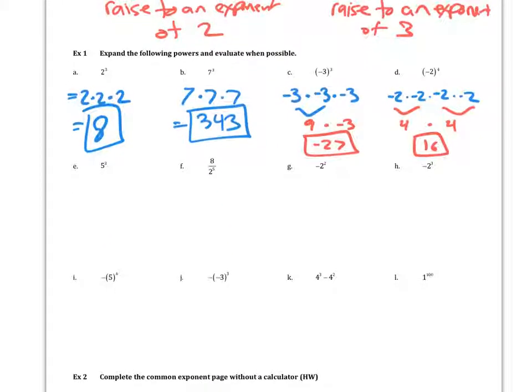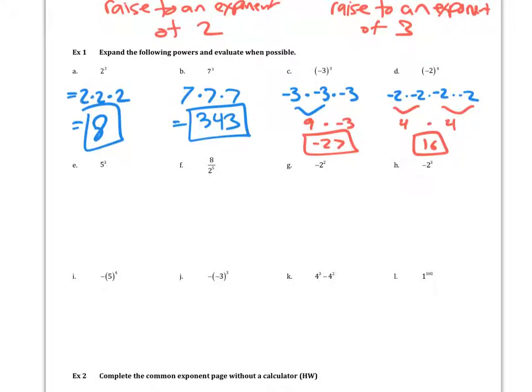All right, so then let's move on here. I'm going to skip a few of these. Let's do F. 8 over 2 to the fifth. Okay, so in this one, we're going to do 8 divided by 2 times 2 times 2 times 2 times 2. One more. All right. And let's see, that's 2 times 2 is 4, times 2 is 8, 16, 32. Oops, so that's 8 over 32, which reduces to 1/4. So 8 over 2 to the fifth is 1/4.